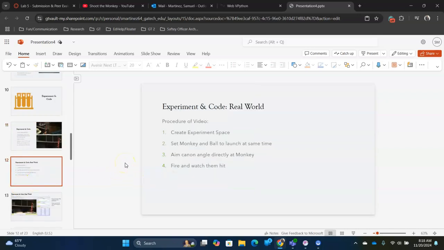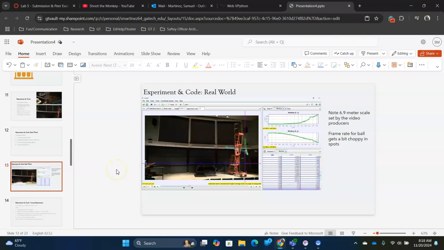So for the real world experiment, there's an experiment space. You set the monkey and ball to launch at the same time. The cannon angle was aimed directly at the monkey for the purpose of the video, and then you fire and watch them hit. This is a screenshot of the Tracker application. Distances were set and given to me from the YouTube video.